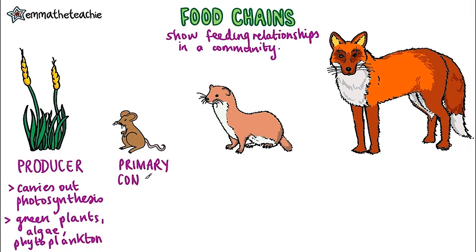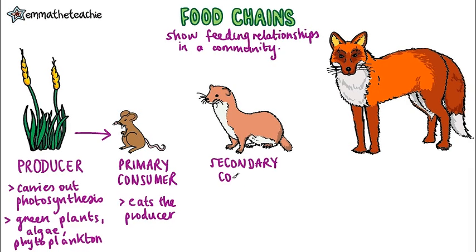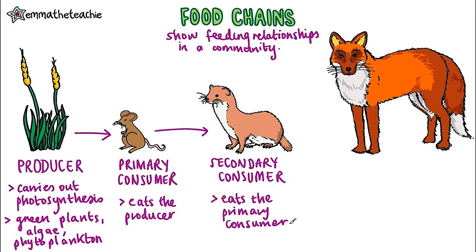Primary consumers eat producers. Here, the field mouse will eat the grass. Secondary consumers then eat the primary consumers. This weasel will hunt and eat the mice. Because it kills other organisms to feed from, we call it a predator. We then call the mouse the prey.